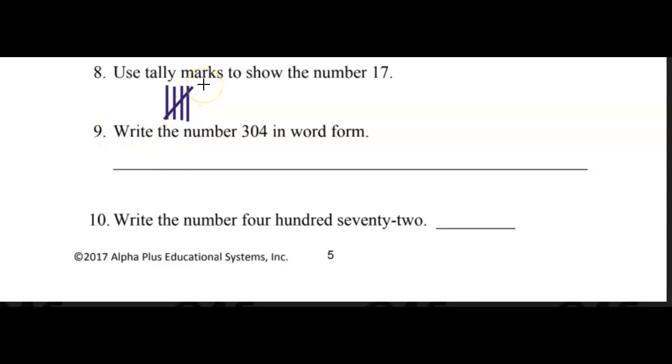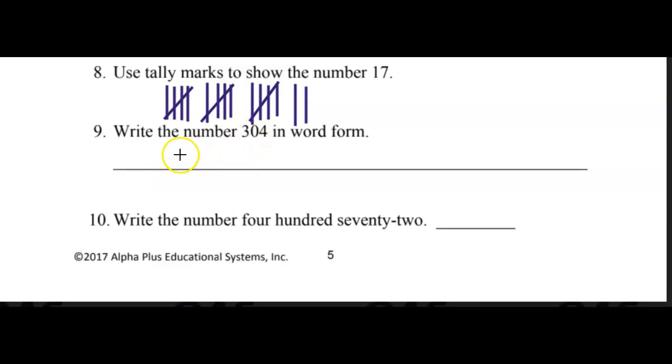Okay, so I made 5 for the number 17. So we're going to go 1, 2, 3, 4, and then do a diagonal because that's 5. 5 plus 5 is 10, but it's still not 17. So if I draw another 5, 4 and 5, that's 5, 10, 15. We're still not at 17. 2 more will make 17. Is that what you got? Did you get 3 that look like this and then 2 singles? 5, 10, 15, plus 2 makes 17.